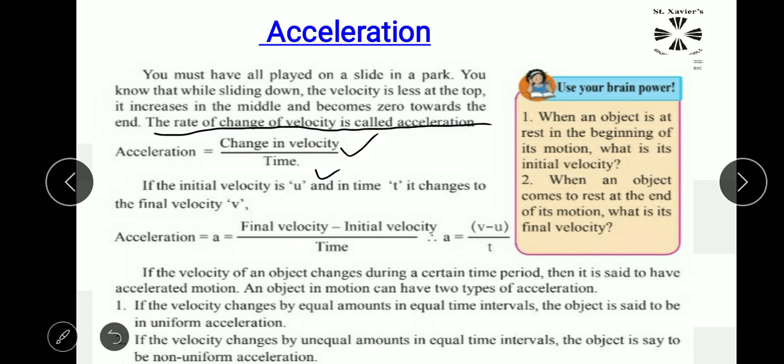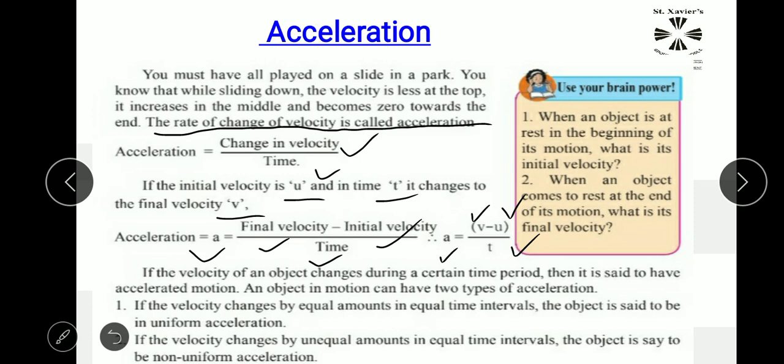So here, suppose the initial velocity is u, the final velocity is v, and the time taken for the change in velocity is t. Then acceleration can be given as final velocity minus initial velocity upon time. So in short, we can write acceleration a is equal to v, final velocity, minus u, initial velocity, upon t, time. So here we have the formula for acceleration: a equals (v minus u) upon t, students.